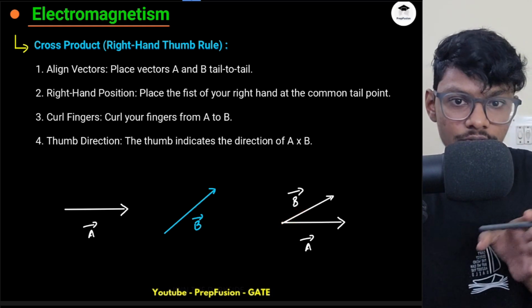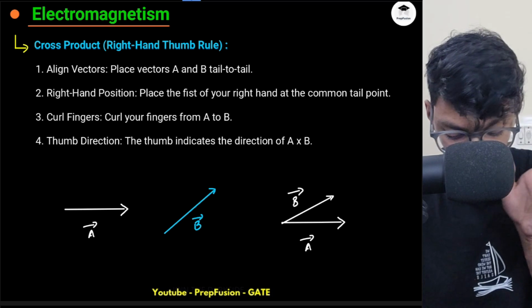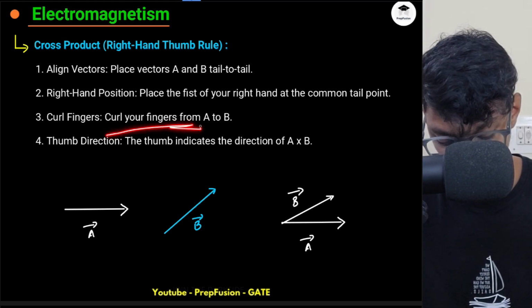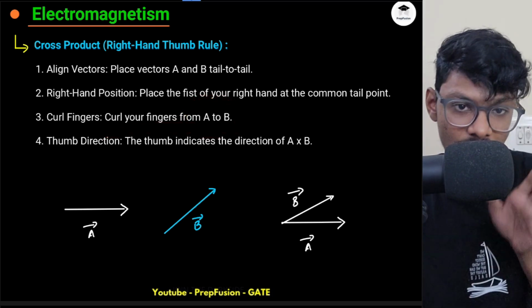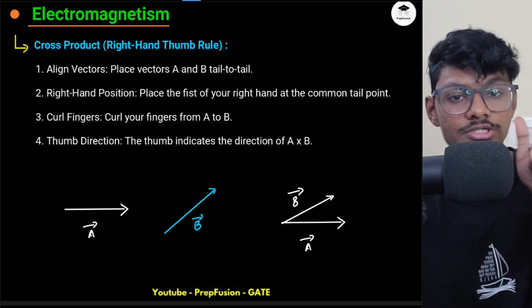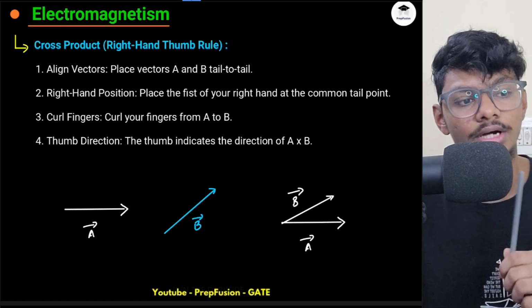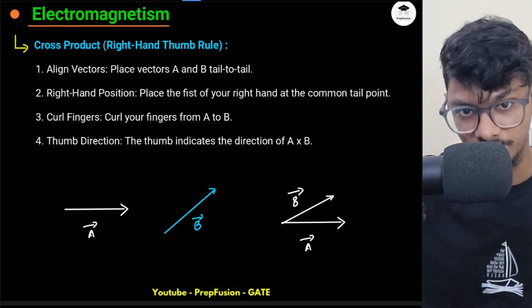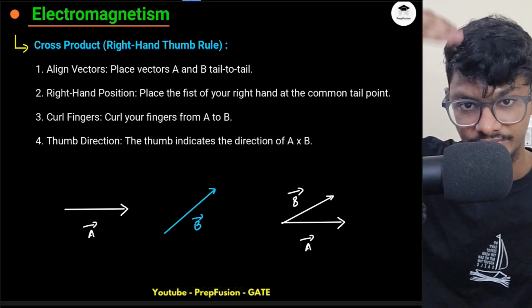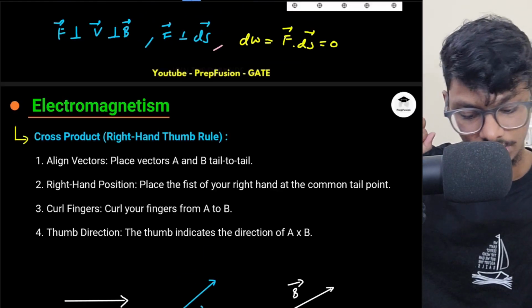Then you place your fingers along the A vector and curl your fingers from A to B. First you start from A and then curl your fingers from A to B. During the previous lecture, during the derivation, I skipped that portion, how you used to find out your cross product.